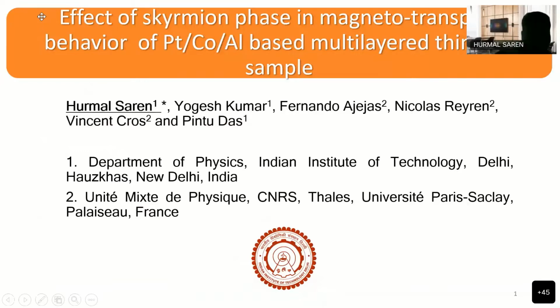So good to see a lot of my seniors. So I am Hurmal Saren. I'll be talking about the effect of skyrmion phases in magnetotransport behavior of platinum cobalt aluminum based multilayer thin film sample. I'd like to mention that this is a collaborative work with Professor Vincent Ross, CNR studies.